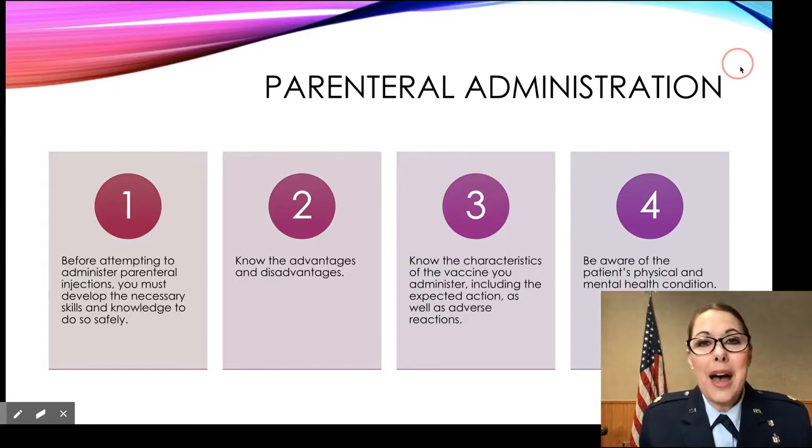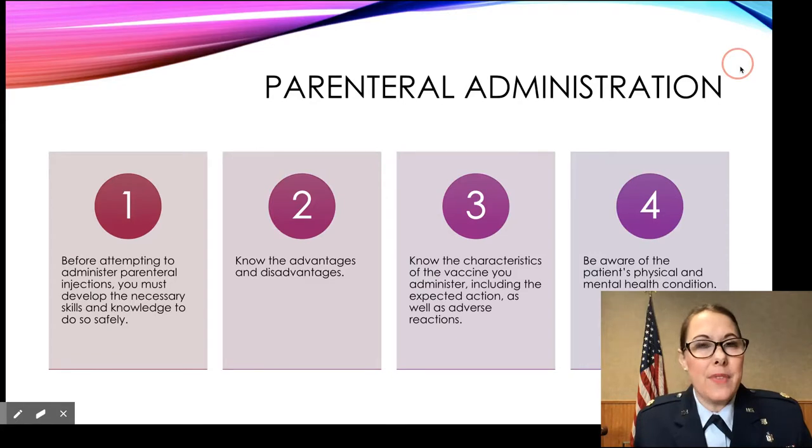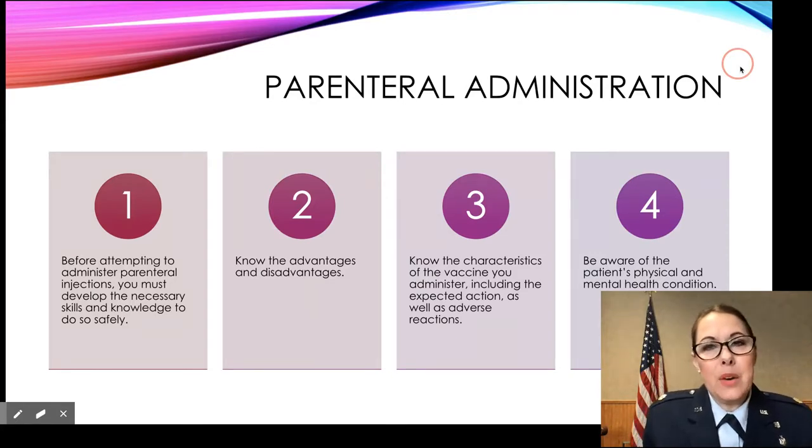When you get smallpox, you might have a fever, body aches, chills. You're going to feel yucky like you have the flu. That's normal. That's just your body reacting and building up an immunity and building up those antibodies. Be aware of patients' physical and mental health conditions as well. Watching out for that. Are they struggling? Are they nervous? Are they having a hard time? You want to kind of know where they're at and what they're thinking and what their thought process is.